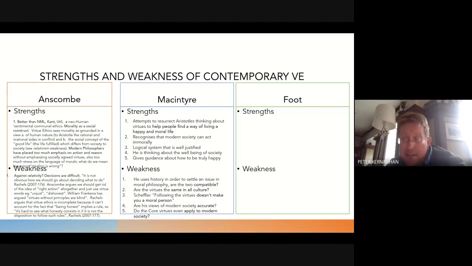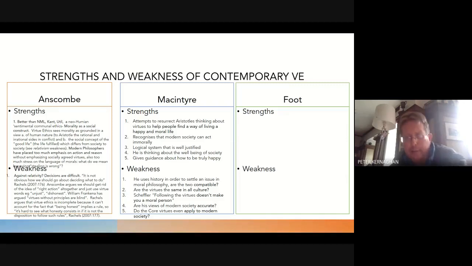Now, what about his list of virtues? How do we know that is the set of virtues for modern society? Are they accurate? But how would we know? Now, his list of three core virtues, does it even apply to modern society? There's a lot of injustice in modern society. But maybe we need that to just get by.